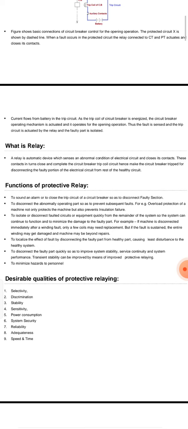But if the fault is sustained, the entire winding may get damaged and the machine may be beyond repair. To localize the effect, the fault is disconnected, causing the least disturbance to the healthy system. Disconnecting the faulty part quickly improves system stability, service continuity and system performance. Transient stability can be improved by means of improved protective relays, which also minimize hazard to personnel. Desirable qualities of protective relays: selectivity, discrimination, stability, sensitivity, power consumption, system security, reliability, adequateness, speed and time.